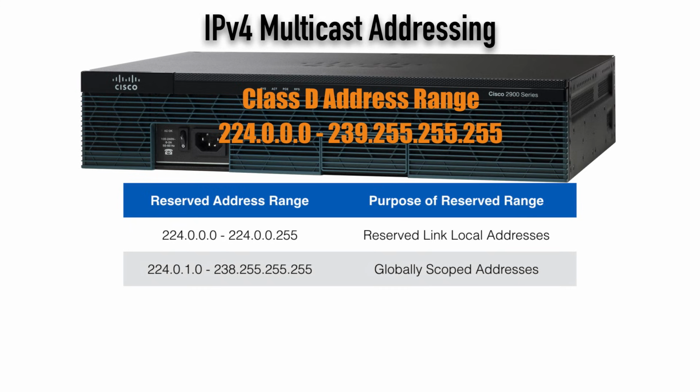These are referred to as globally scoped addresses. They're not limited to a single link, as an example. But within this globally scoped address range, we still have some subsets of ranges that are reserved. Let's take a look at another one of those.